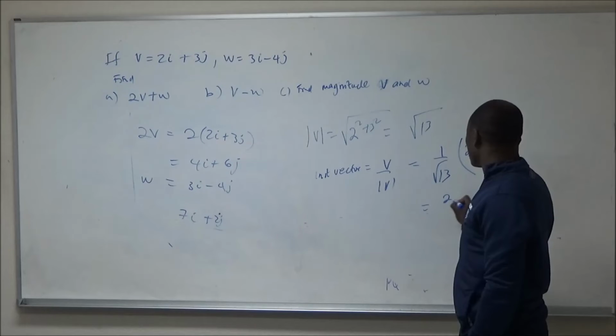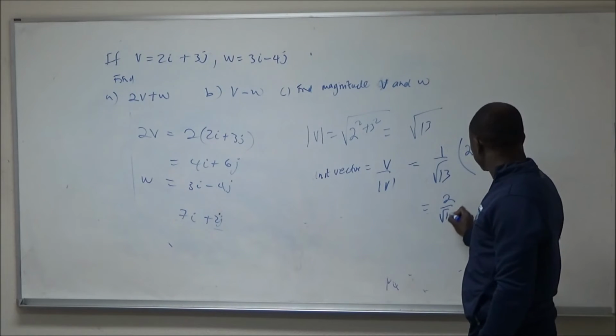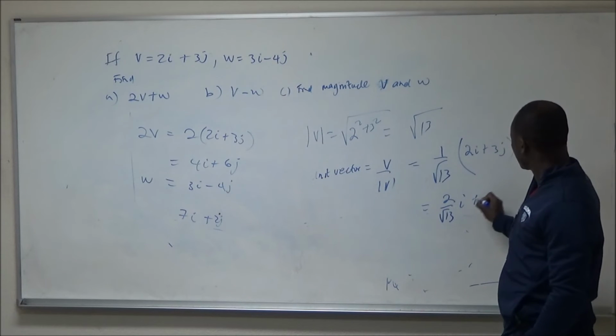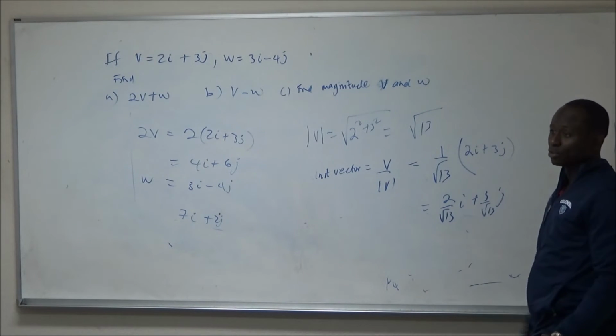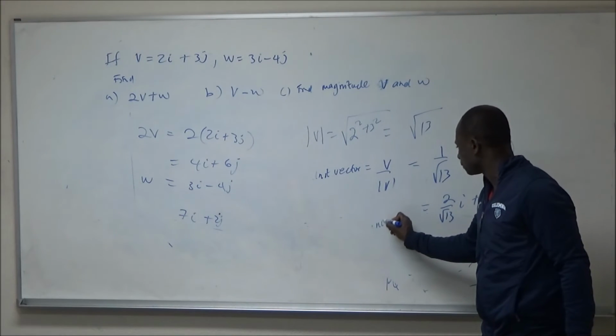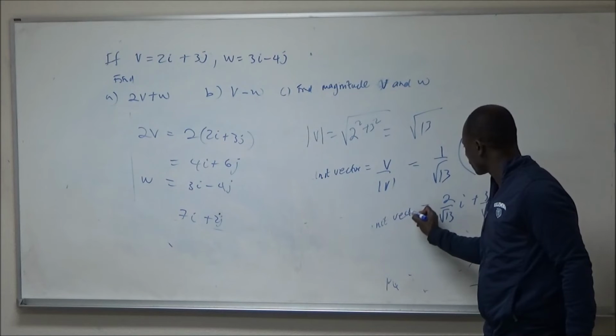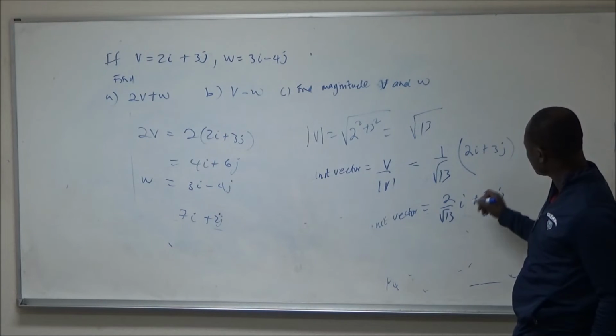So I'm not going to rationalize. We can rationalize it and all that stuff, but I'm not. 2 over root 13i plus 3 over root 13 what? j. That is the unit vector for V. So unit vector is 2 over root 13i plus 3 over root 13j.